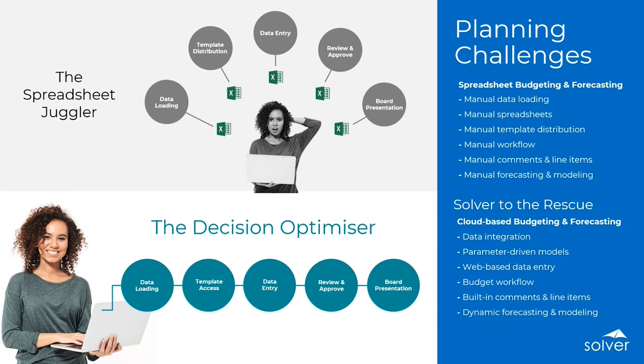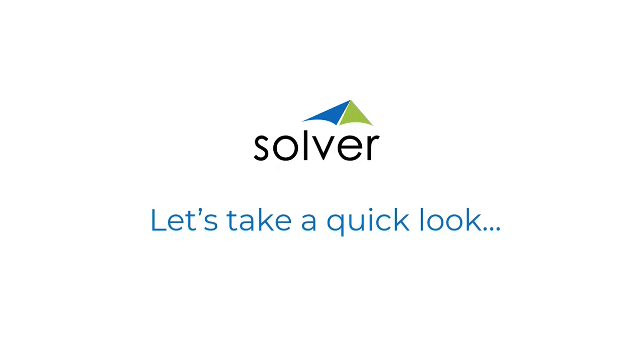And then finally, you can have dynamic forecasting, what-if modeling, and a number of other features, which I'll try and show some of today, but appreciate this is a lunchtime session. So if there are any further questions or anything that you'd like to see, more than happy to set up a separate session to go through those. But essentially, Solver will come to the rescue and change the spreadsheet juggler into the decision optimizer. So let's take a quick look to see some of that scenario in action.